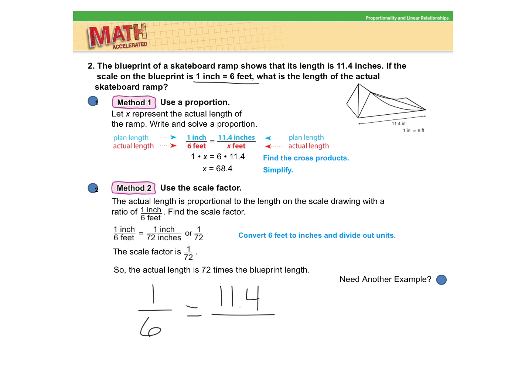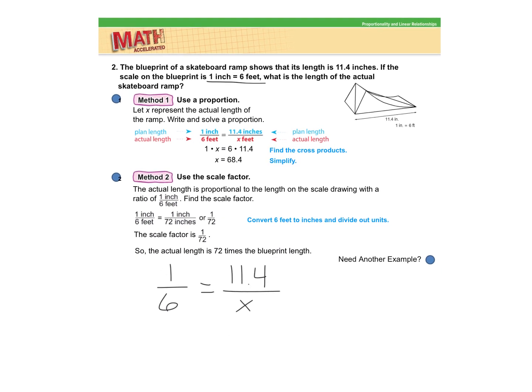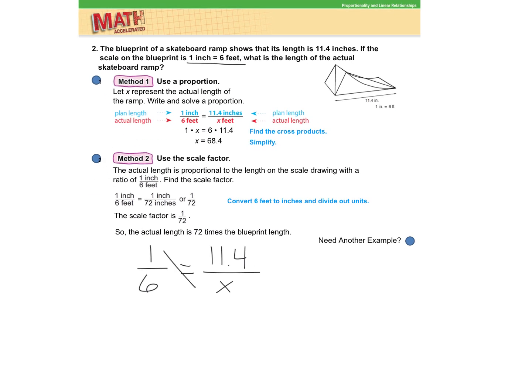11.4. Do we know the actual? No, so we put x there. Okay? How do we solve this to find the actual length? Cross multiply. So we have 1 times x, which is x, and then we have 11.4 times 6, which is 68.4. Okay? Hang on, I'm not done. That is the actual length.